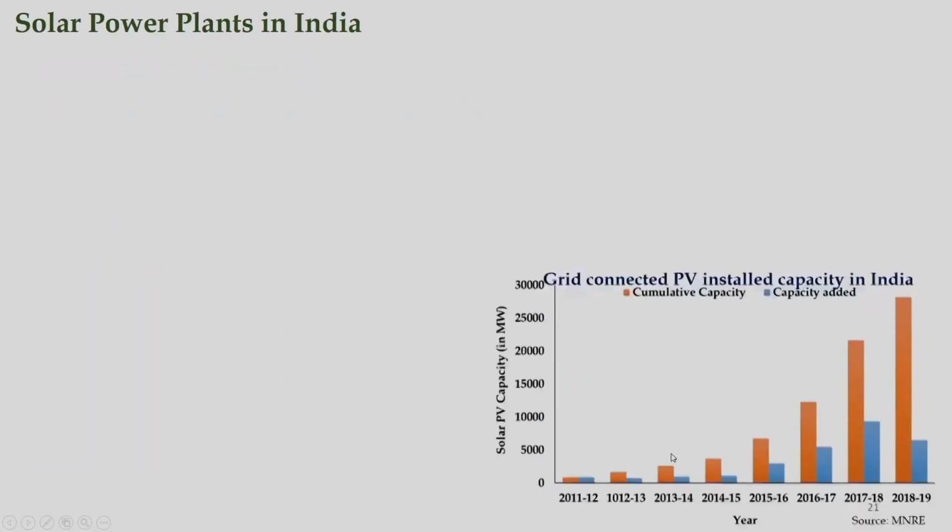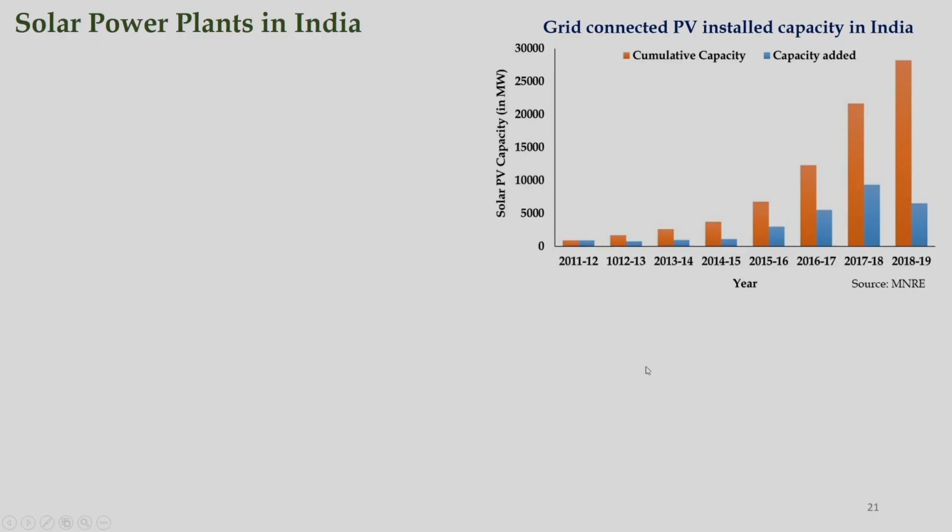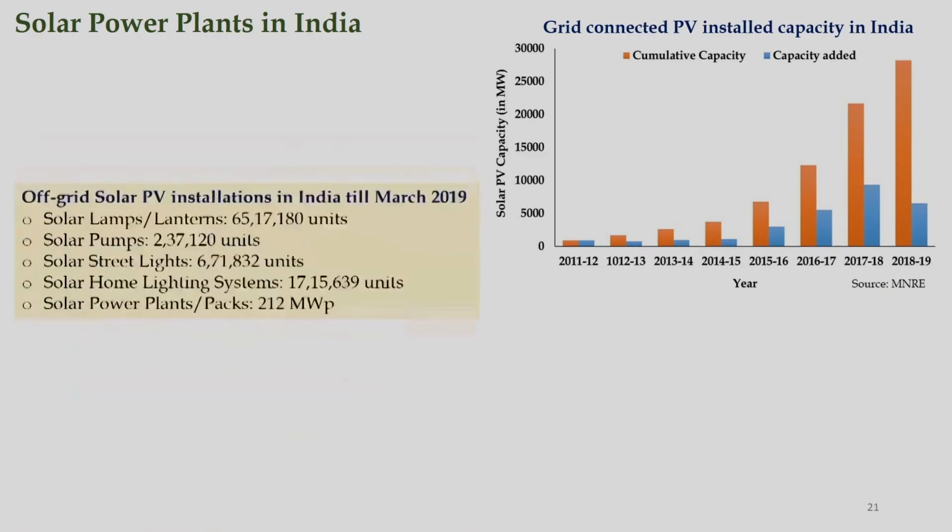Some of the power plants in India we will discuss in the slides. Here you can see the number of installations of grid connected PV systems. As you can see, in 2018-19 solar PV capacity increased to more than 25 gigawatt. This is a cumulative installation, but in that year more than 5 gigawatt of installations were done by MNRE, the Ministry of New and Renewable Energy, Government of India.